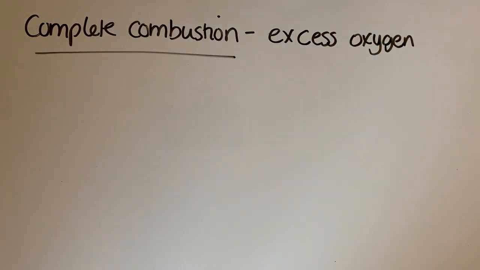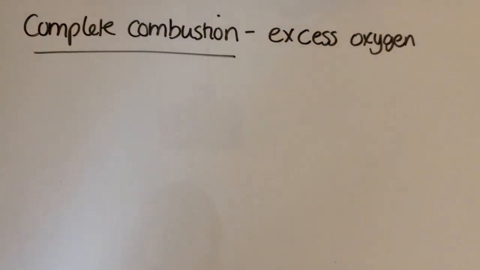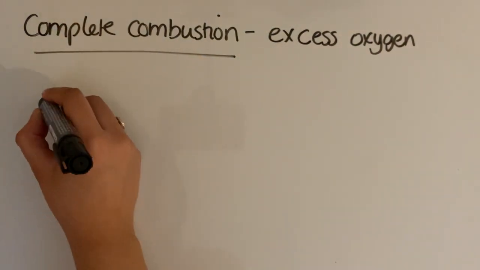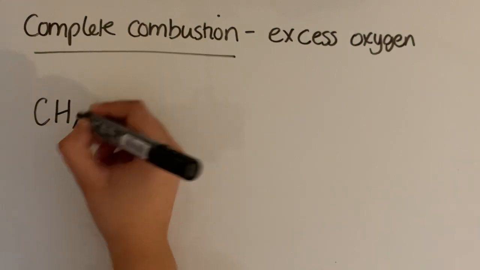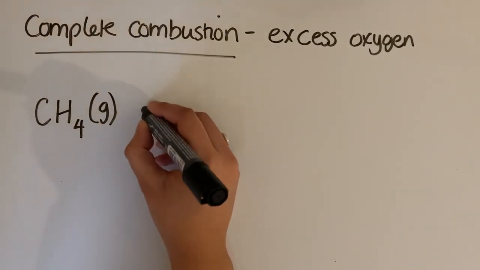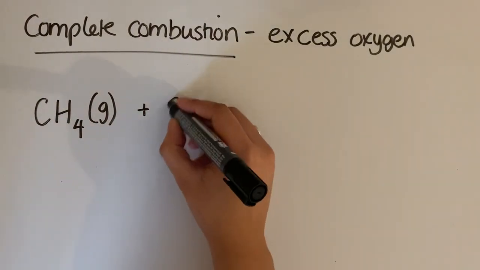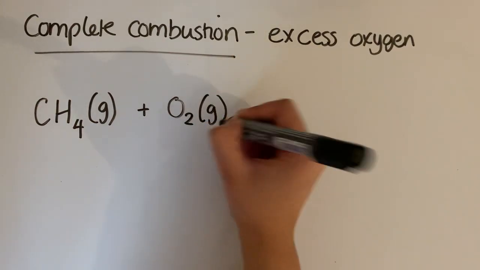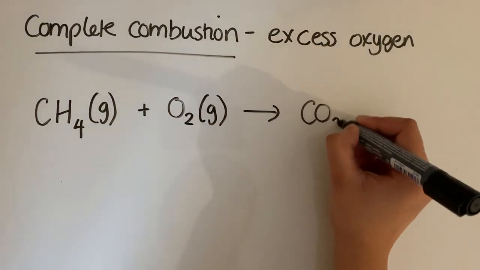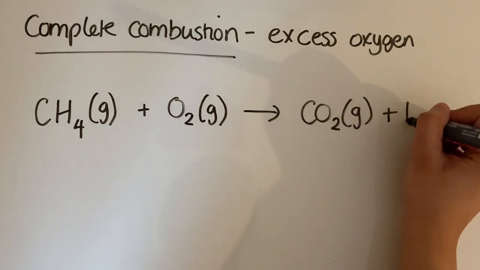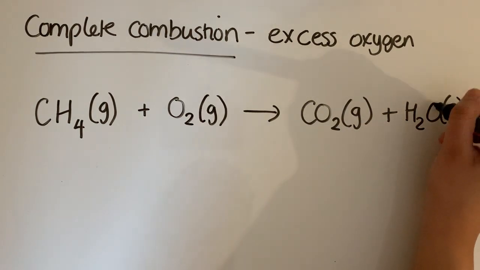Whenever we do complete combustion of a hydrocarbon, we must always form carbon dioxide and water. So for complete combustion, the products must always be carbon dioxide and water. For the example, I'm just going to start with a simple one, methane. So I'm going to do the combustion of methane, putting in state symbols. Methane is a gas. Whenever we burn something, we're reacting with oxygen, so oxygen gas. We're always going to form carbon dioxide gas and water liquid.